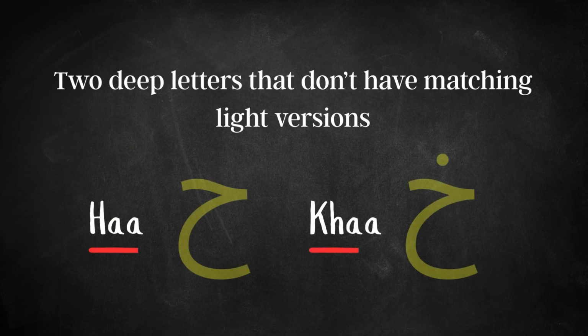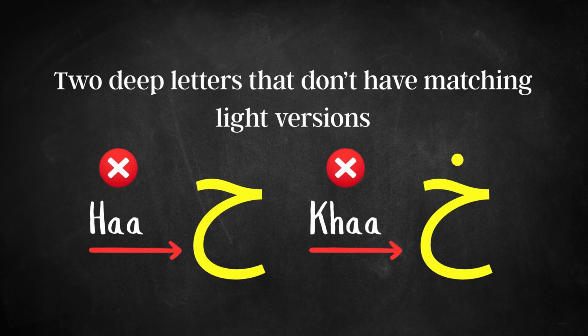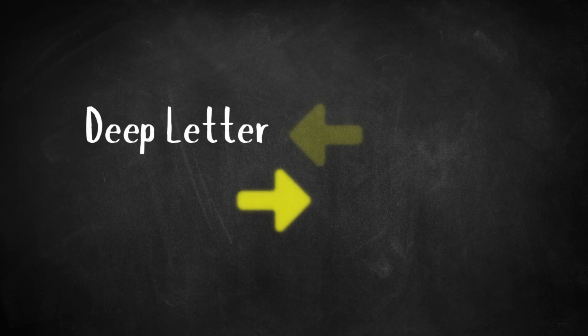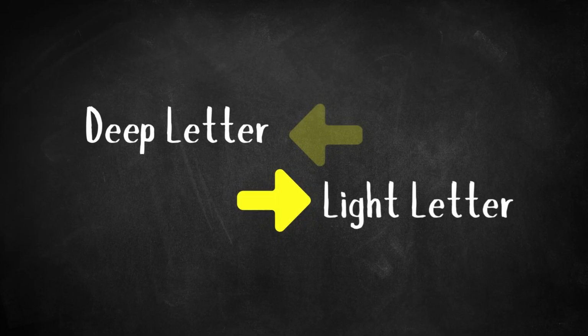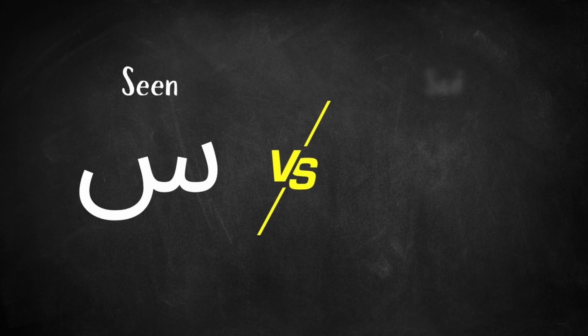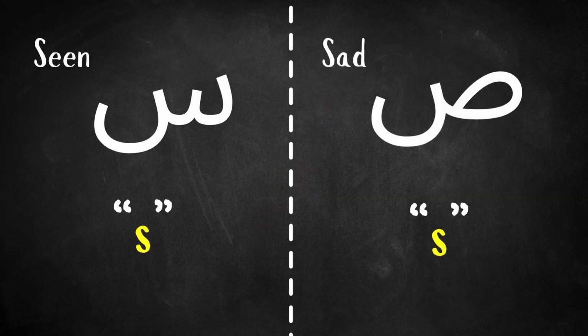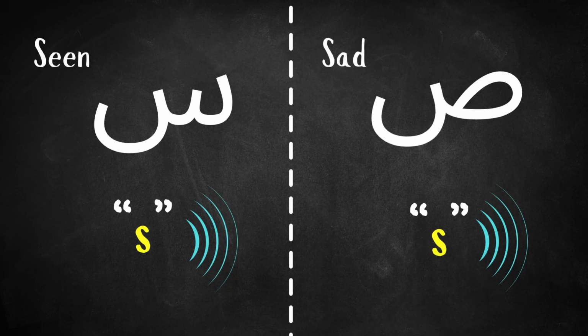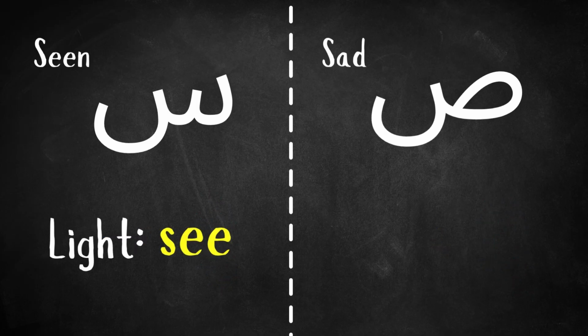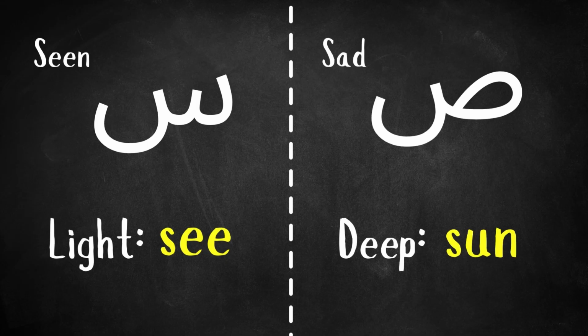Now that we've named 2 deep letters that don't have matching light versions, let's move on to a deep letter that does, and compare it with its lighter pair. 3. Letter Sin versus letter Sad. These 2 letters both sound like S. The first one is light, like the S in C, soft and easy to say. The second one is deep, like the S in sun, but heavier and stronger.